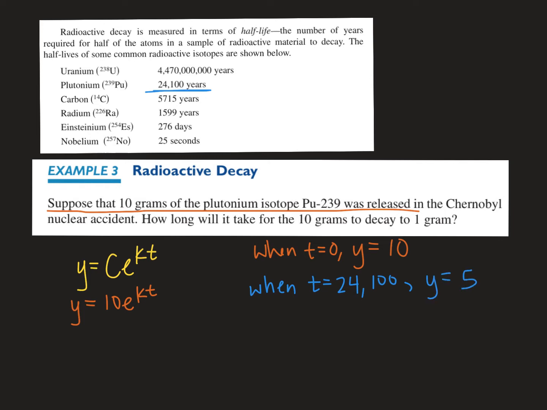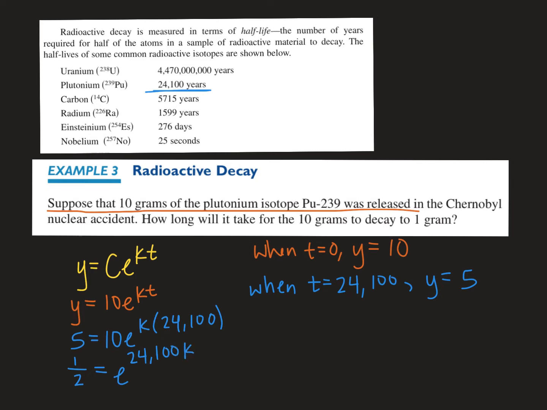Again, it doesn't say 5 anywhere in the problem, but we got the 5 because of half-life and that we started with 10. So we're going to use this initial condition to plug in. Then I'm going to divide both sides by 10. When I divide both sides by 10, what's going to happen? I'm going to have 5 over 10. That's 1/2. So with these half-life problems, we do end up dealing with 1/2.